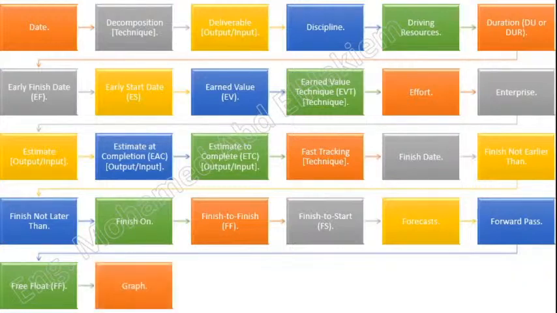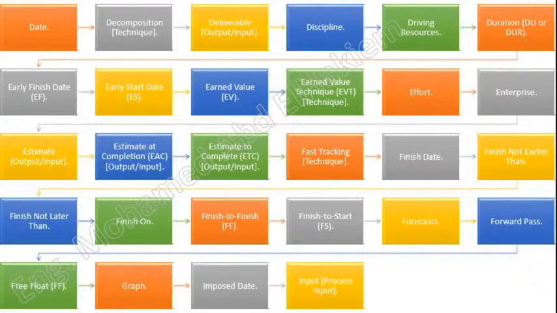Graph. A visual graphical display using lines and shapes to represent data values, such as project status or forecast information. Imposed date. A fixed date imposed on a schedule activity or schedule milestone, usually in the form of a start no earlier than and finish no later than date. Input. Process input. Any item, whether internal or external to the project, that is required by a process before that process proceeds. It may be an output from a predecessor process.